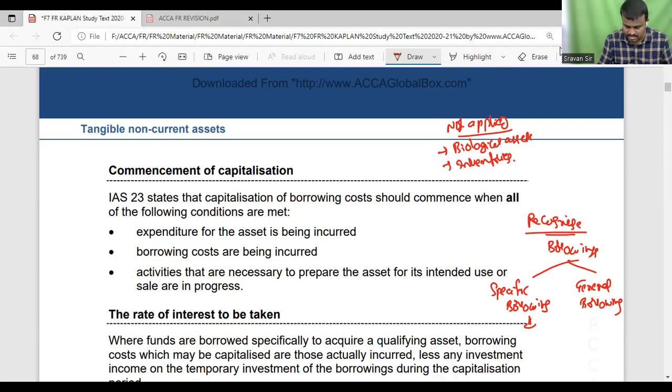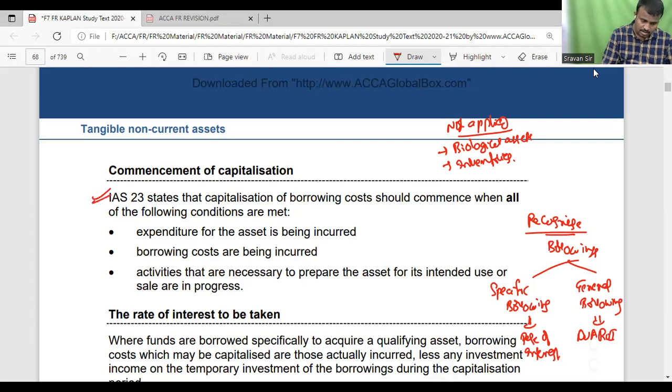In that case, which rate is considered? The rate of interest relating to the specific borrowing is considered. Coming to the general borrowing, which rate is considered? We have to consider the weighted average rate of interest relating to the general borrowing. How to calculate it, I will discuss.